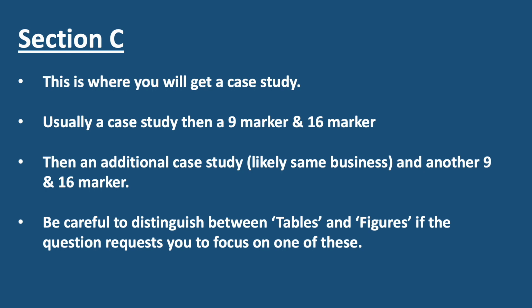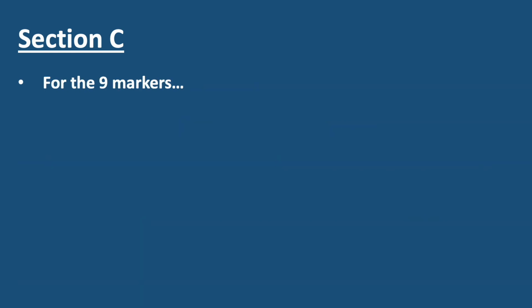Be careful to distinguish between tables and figures. So if you're asked in the paper to reference a particular table, that's the table, not the figure. So don't get confused between those two concepts. Next thing is, of course, how many marks is this worth? It's worth 50 marks. Section C, in terms of the 9 markers, the questions might be analyse the causes, see red, or the benefits, see red.